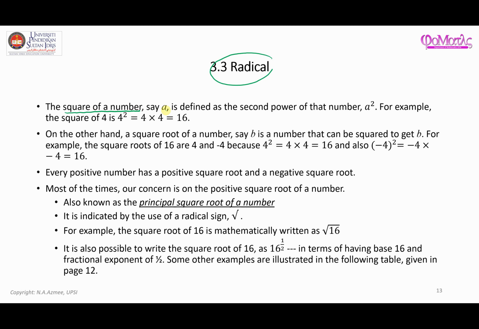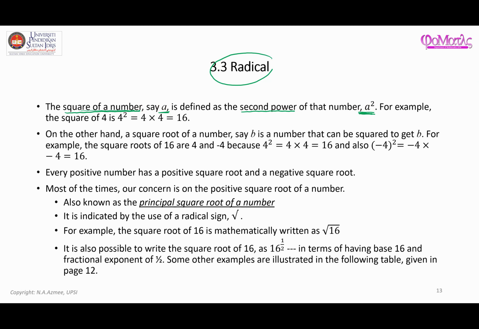So let's say you have a number which is a, and if you talk about square of a number, basically it is mathematically defined as a and you square it. So it is the second power of that number. Square of a number, say a, is just a, then you have this superscript 2 on the top part here. So basically it's just the second power of that number.